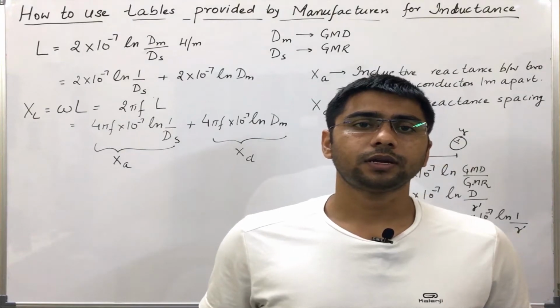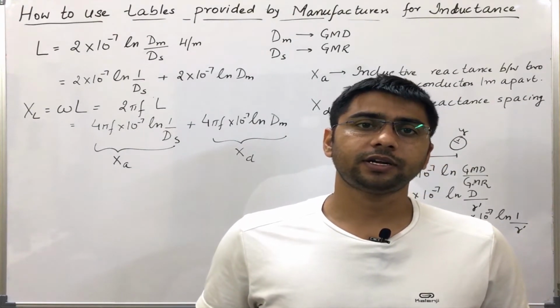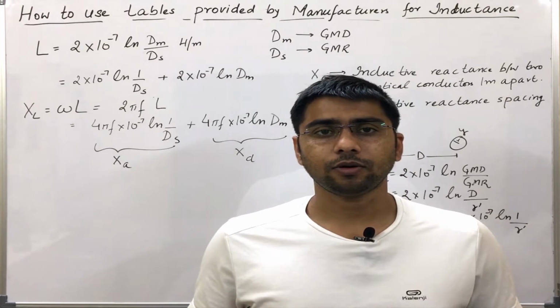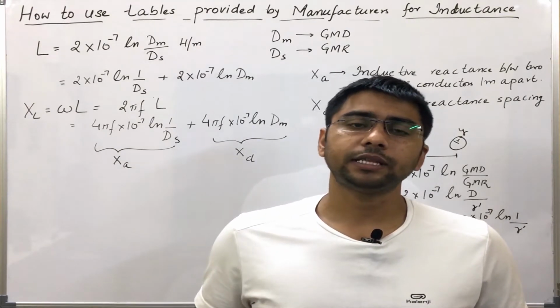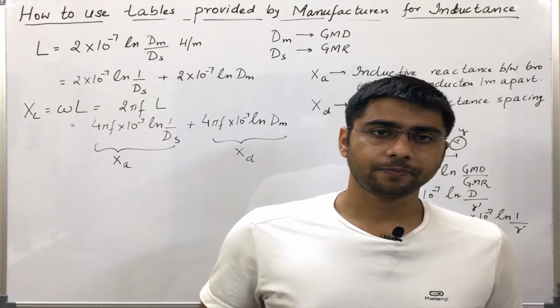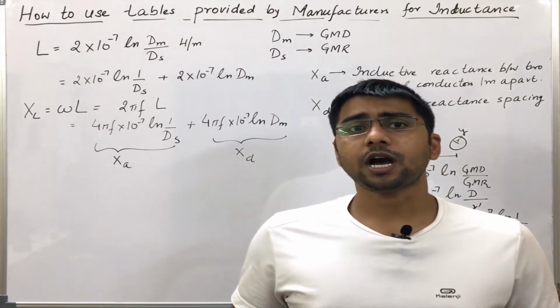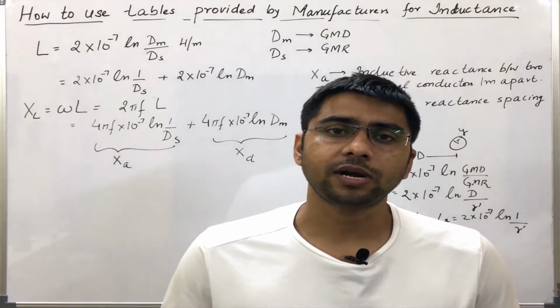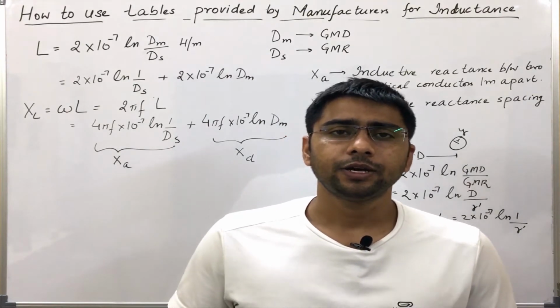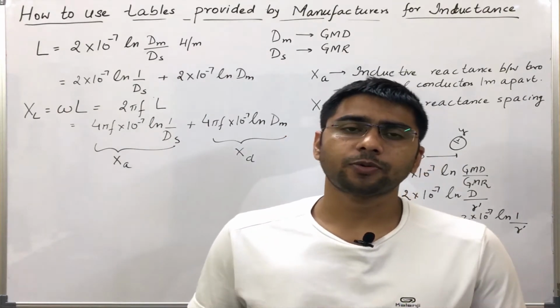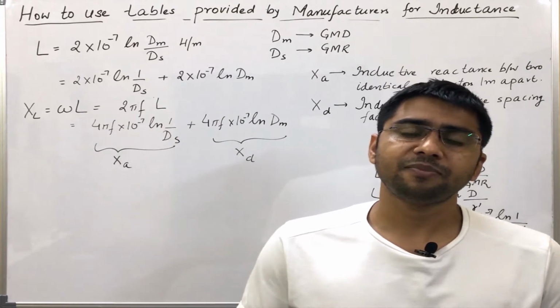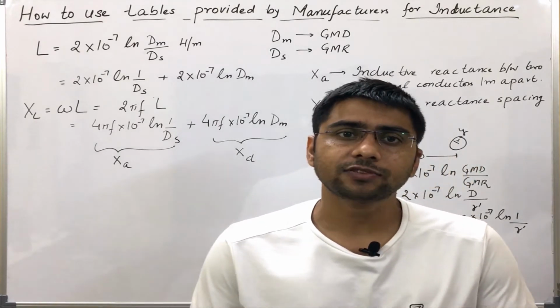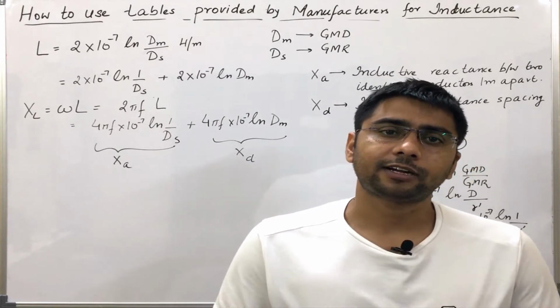Hello everyone. In our previous lecture, we did a numerical example for calculating the inductance of a composite conductor. Now, we will see how to use the tables given by the manufacturer for calculating the inductance of a conductor. Usually, the manufacturer provides us the geometrical mean radius of the conductor as well as two other factors.